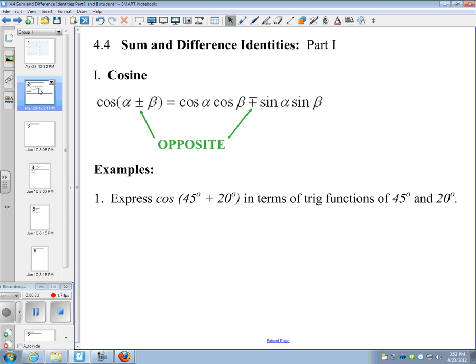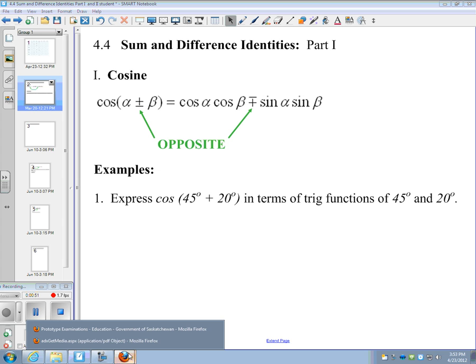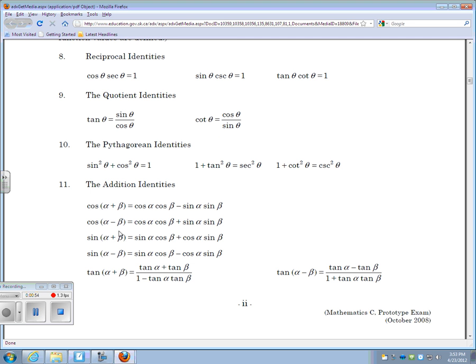Okay, so the first sum and difference identity we look at is cosine. So the cos of an angle and another angle, alpha plus beta, is equal to the cos of alpha, cos of beta, minus sine of alpha, sine beta. So just note that that's opposite. And you see that on your formula sheet too. So if we have the minus or the plus, we see that that's opposite, okay, for cosine.